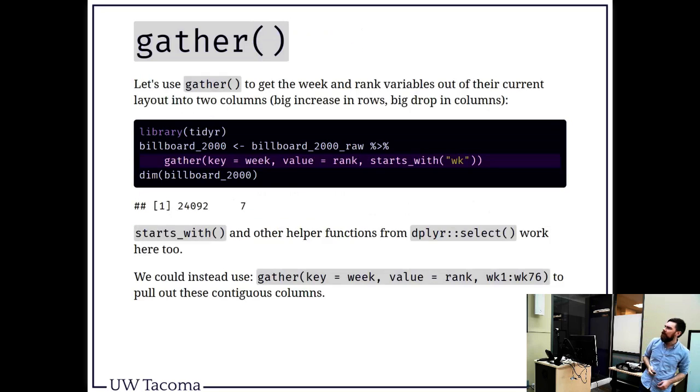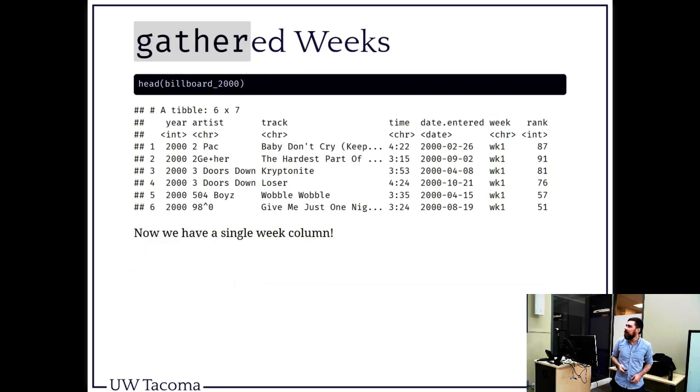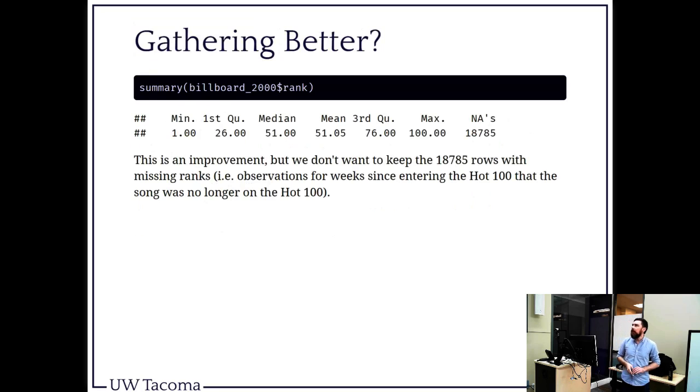Anything else I want to mention? Yeah, okay. We've got a single week column. It is not perfect, however. So if I get a summary of the rank here for it, the thing is it rotated it down, but not every single song was on the Billboard Top 100 for 76 weeks. In fact, the vast majority of them were not. By default, it will still create a row for all those observations that are missing. It created 76 rows for every single song, regardless of how many weeks it was on the Billboard Top 100.